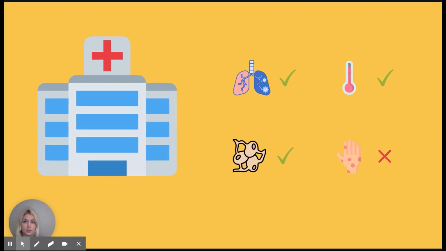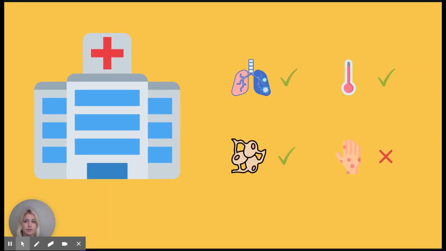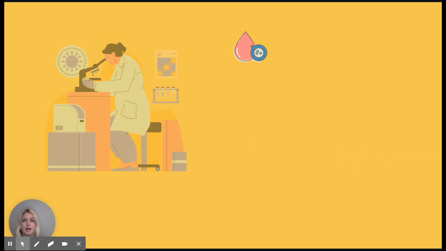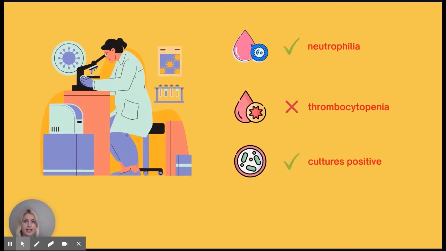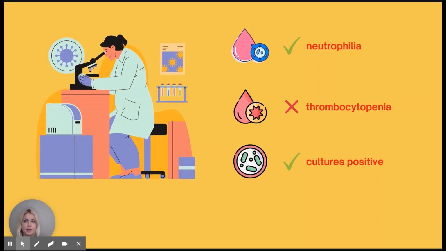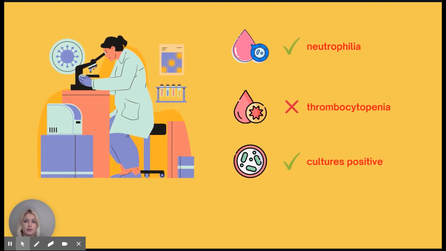On admission to the hospital, he is found to have fever, pneumonia, and large lymph glands as described. There is no rash on his body. His white blood cell count is elevated, and there is no thrombocytopenia. The culture of his sputum and blood reveals a facultative gram-negative bacillus.